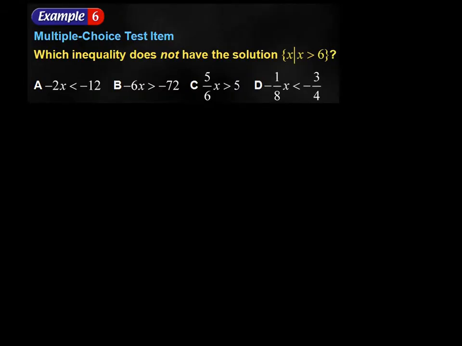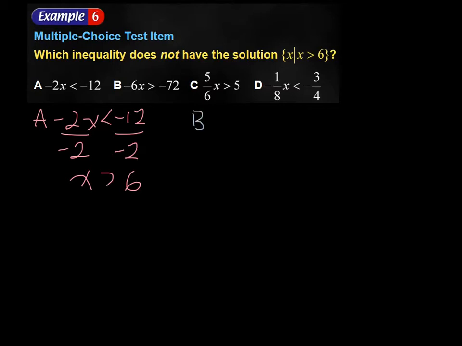This is a really sneaky way of writing a multiple choice question. They gave us 4 possible answers that are really inequalities we have to solve. Very sneaky. Okay, so we're going to start with A. Why not? -2x is less than -12. If I divide both sides by -2, I get x is greater than 6. Okay, so A worked.